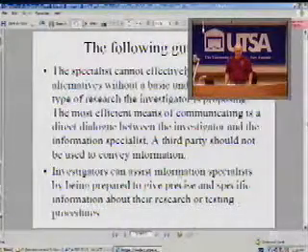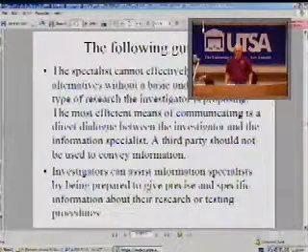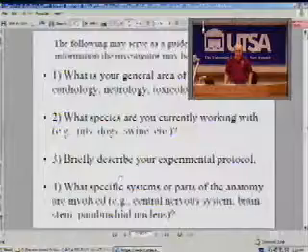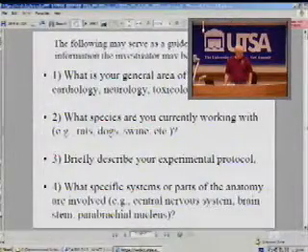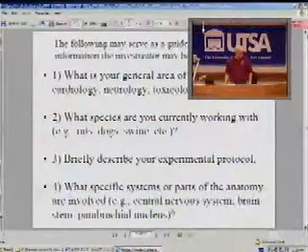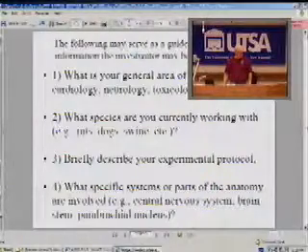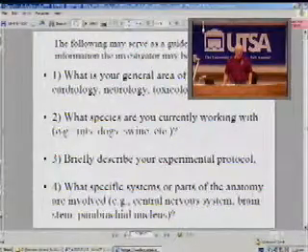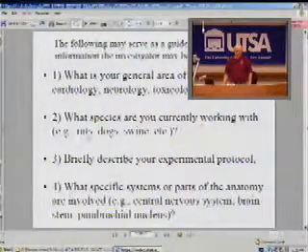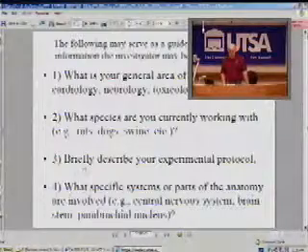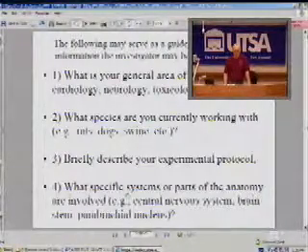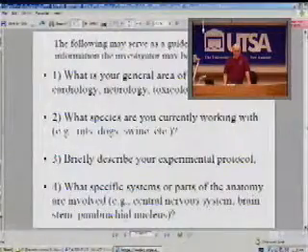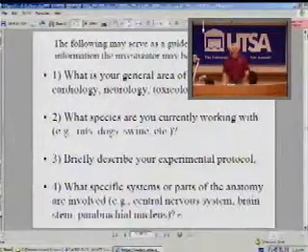Investigators can assist information specialists by being prepared to give precise and specific information about their research or testing procedures. The following may serve as a guideline for the type of information the investigator may be asked to provide. What is your general area of study? For example, cardiology, neurology, toxicology. What species are you currently working with? Rats, dogs, swine, etc. Briefly describe your experimental protocol. What specific systems or parts of the anatomy are involved? Central nervous system, brainstem, parabrachial nucleus.